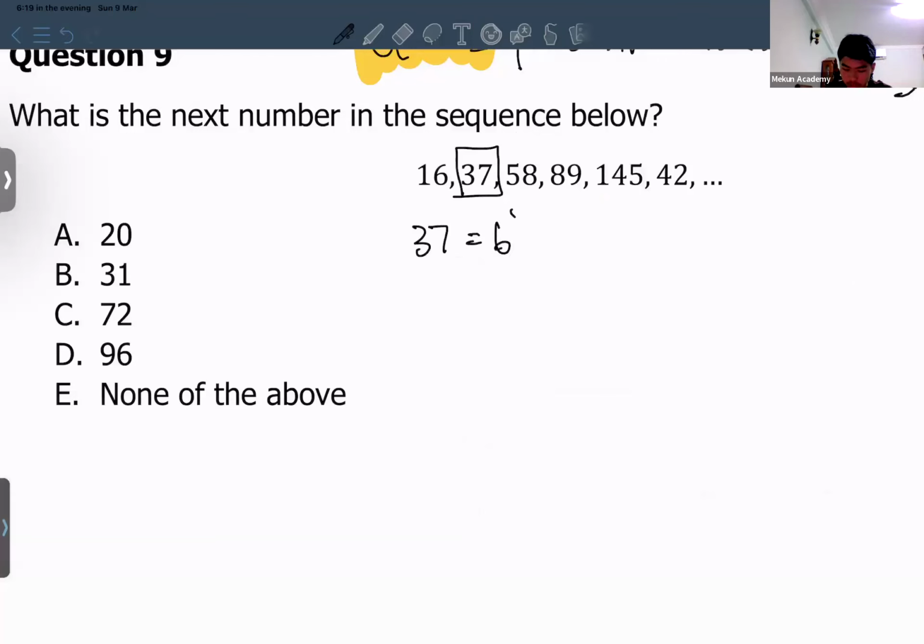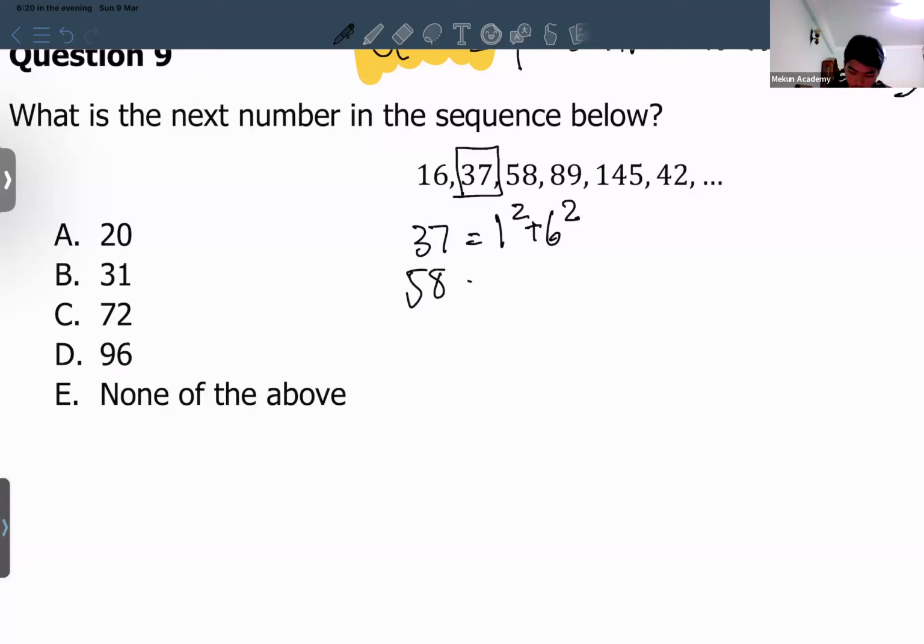37 equals 1 squared plus 6 squared, where 1 and 6 are the digits of the term before 37. So from this, we can say that 37 equals the sum of squares of the digits of the previous number. To prove this, you can just do it for 58 and 89.